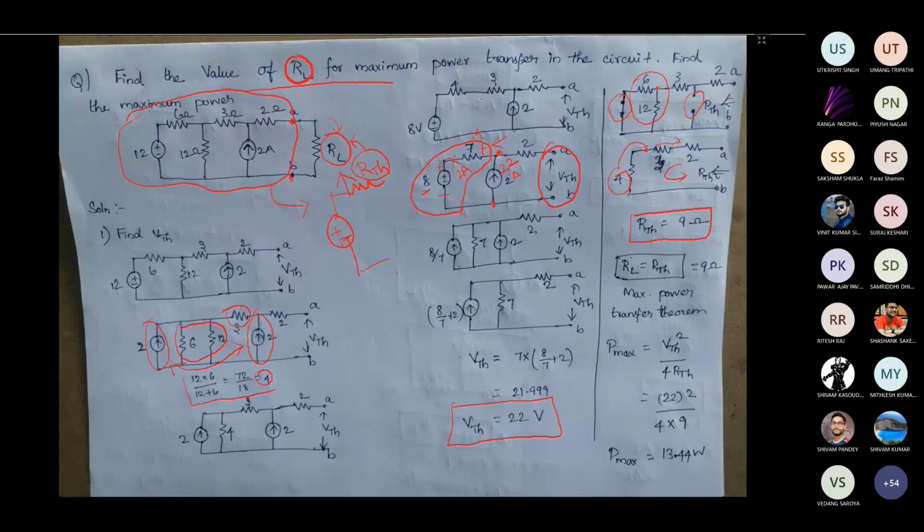Okay, so for the maximum power transfer theorem, you should use either the Thevenin theorem or the Norton theorem. You know that if it is the Norton theorem, you are going to have a current source with a resistor in parallel.